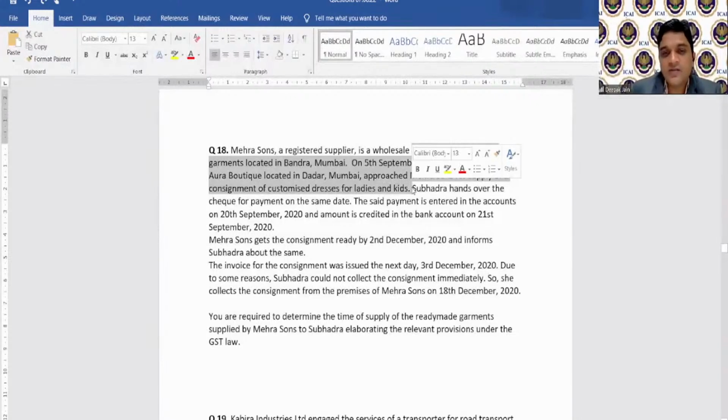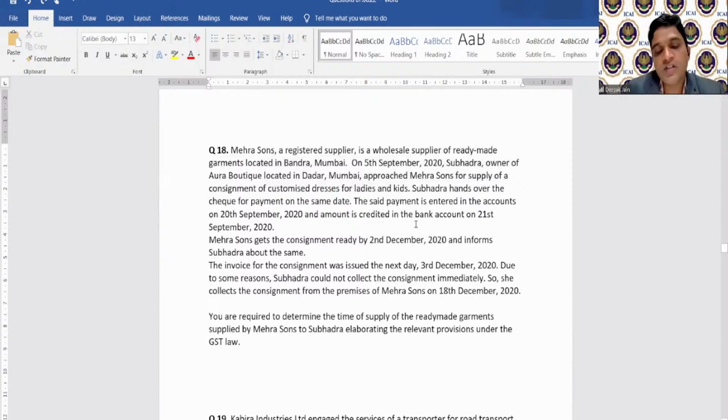बहुत सारा मसाला रहेगा इसमें, क्योंकि जब आपको ऐसे सेंटेंस वाले क्वेश्चंस देते हैं आपको कंफ्यूज करने की पूरी कोशिश करेंगे और बहुत सारे फैक्ट्स देंगे. आपको सिर्फ रेलेवेंट फैक्ट्स उठाना है वहां से. So she came and she ordered for dress. Subhadra hands over the check for payment on the same day.